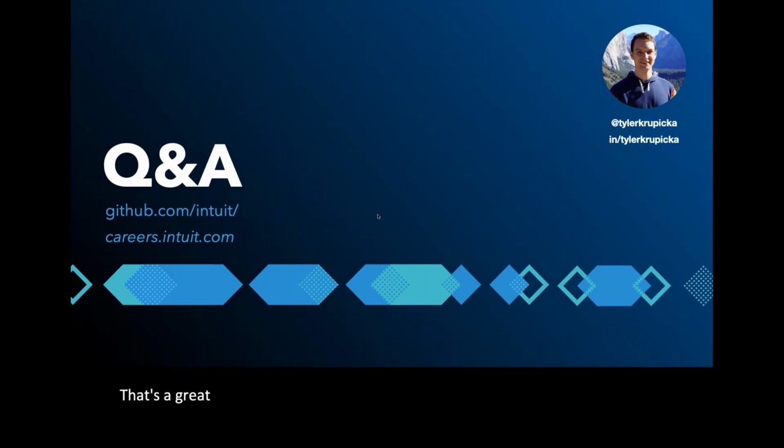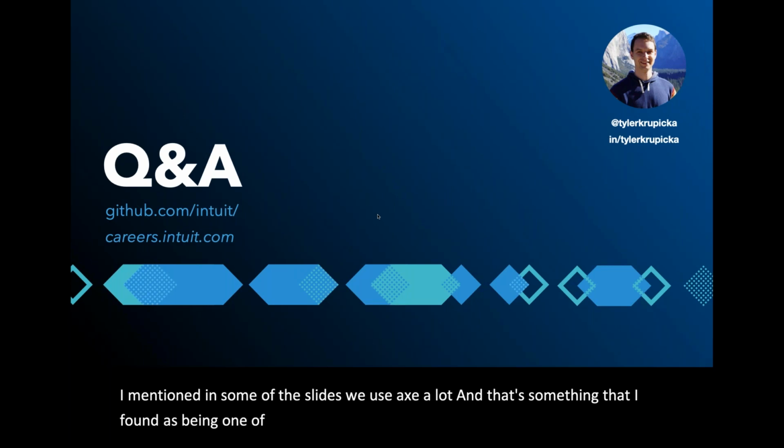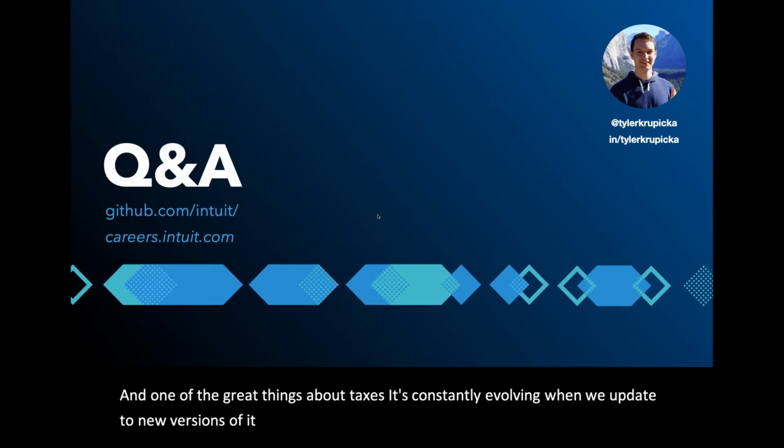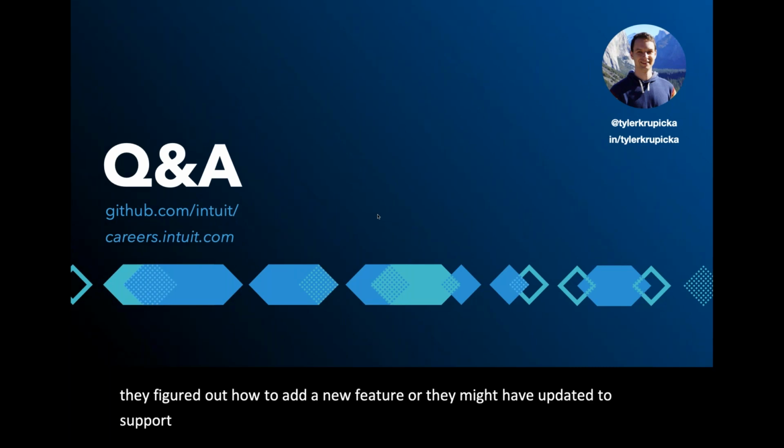Like I mentioned in some of the slides, we use Axe a lot. That's something I've found to be one of the best static analysis tools. One of the great things about Axe is it's constantly evolving. When we update to new versions, we'll have new rules available, depending on whether they've figured out how to add a new feature, or they might have updated to support a new ARIA guideline.